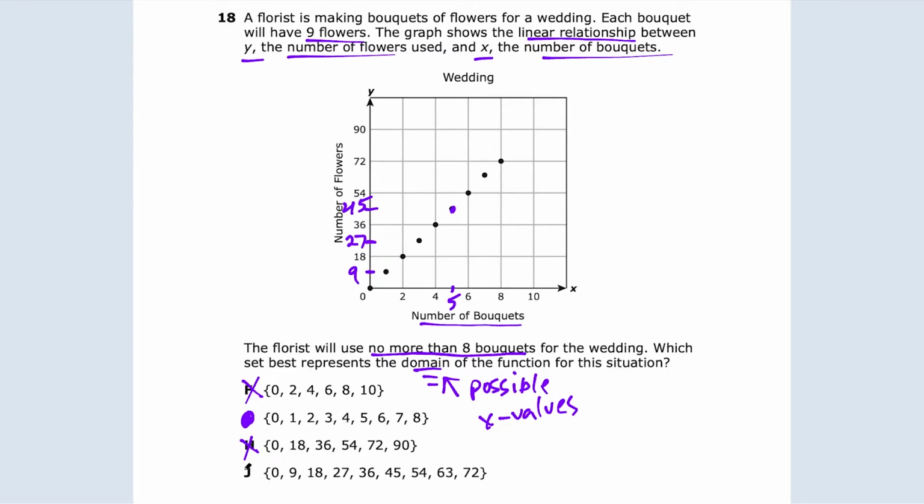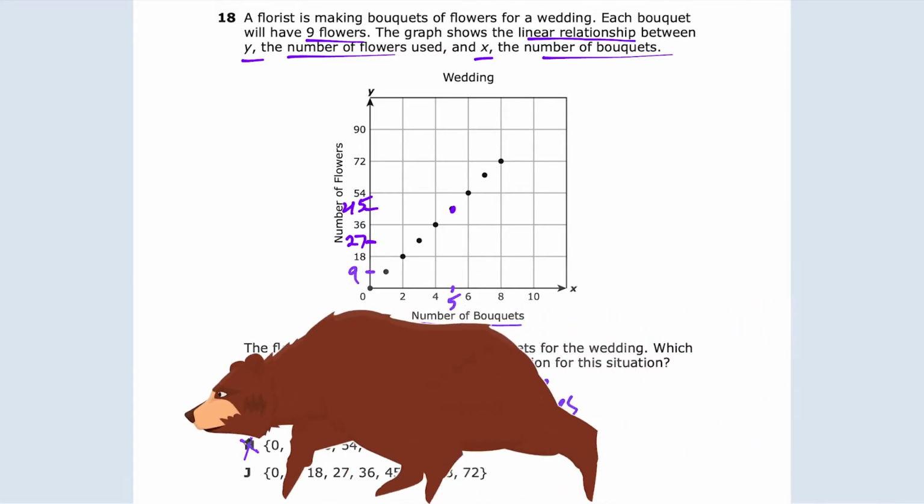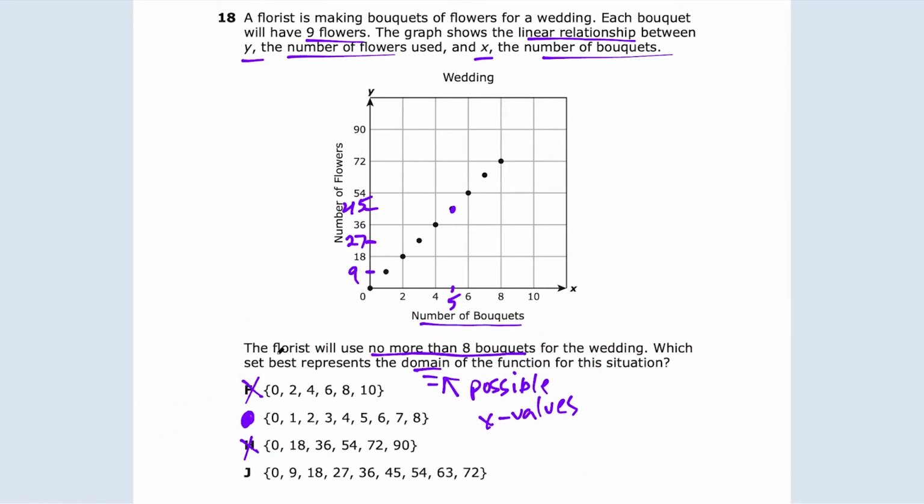And then J is a tempting answer choice, but it's a very dangerous bear trap. The problem with J is that it represents the range of the function for this situation. So this one you just have to read carefully and make sure you're on the lookout for that key vocabulary.